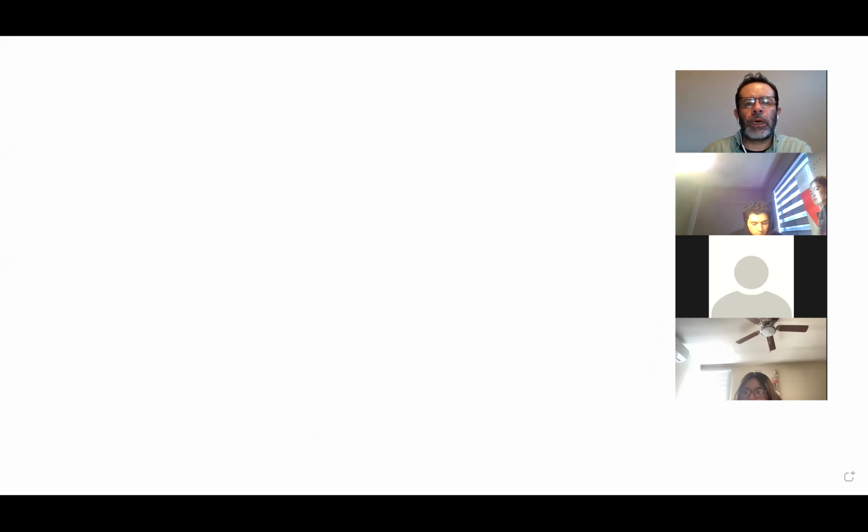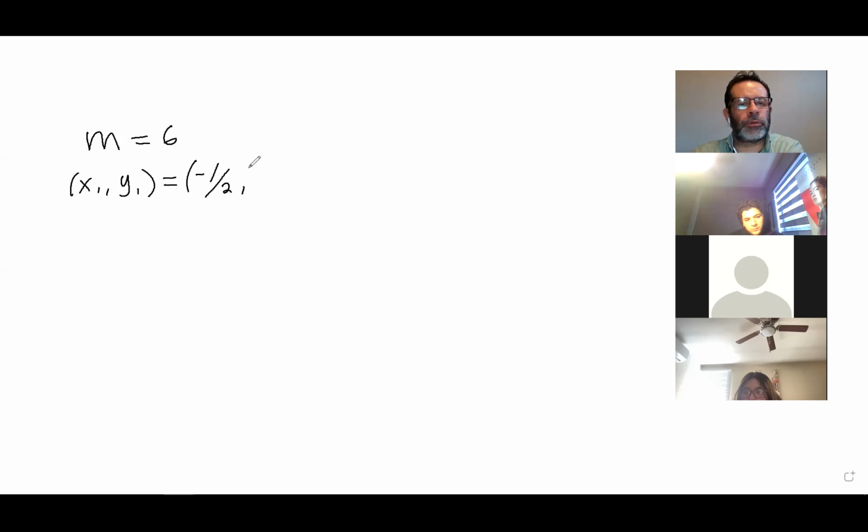So I'm gonna jump over here to the whiteboard. So in the case of the first exercise, it says that we should find an equation for a line with a slope of 6 that goes through minus 1/2, comma 2. So the slope in this case is going to be 6. And the point, which would be x1, y1, is minus 1/2, comma 2.